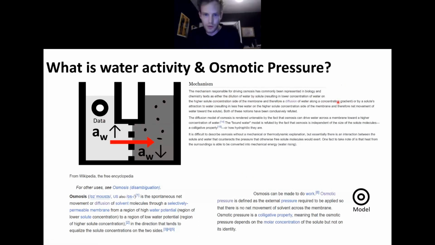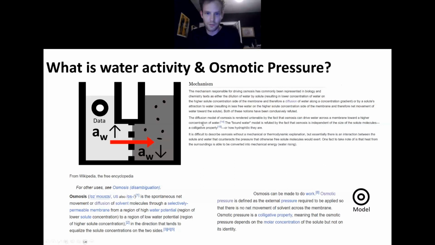Or by solute's attraction to water, resulting in less free water on the higher solute concentration side of the membrane, and therefore net movement of water towards a solute. So just describing this situation, both of these notions have been conclusively refuted. So this generally describes it, but we know it's wrong.